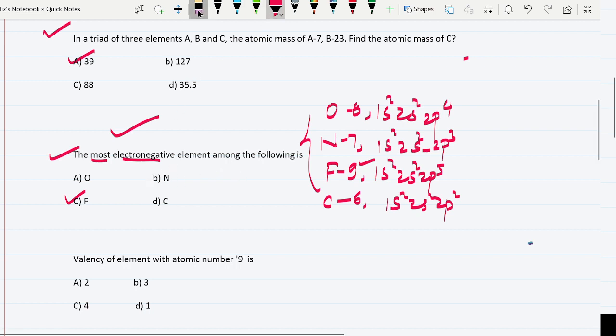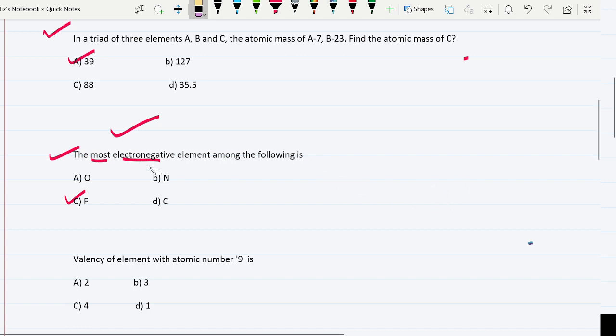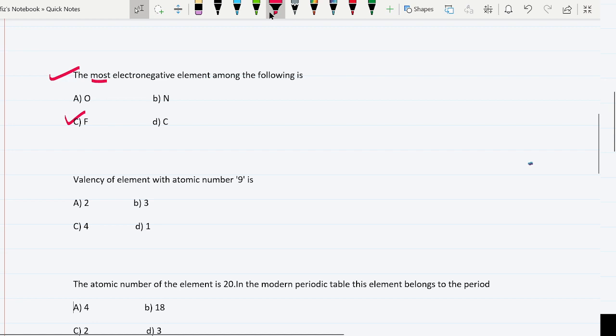So these are the things that will make you a little faster than others in the examination, which is most required. Okay, anyhow, here is the next question which you can see on your screen.